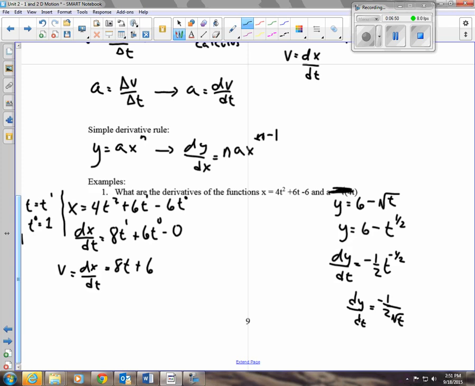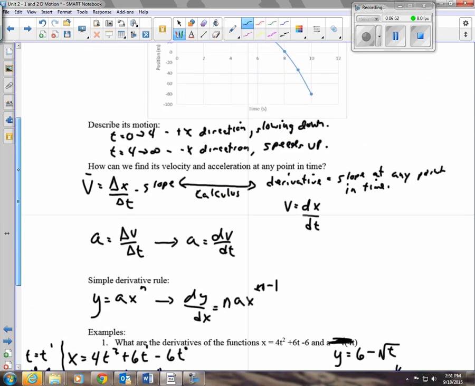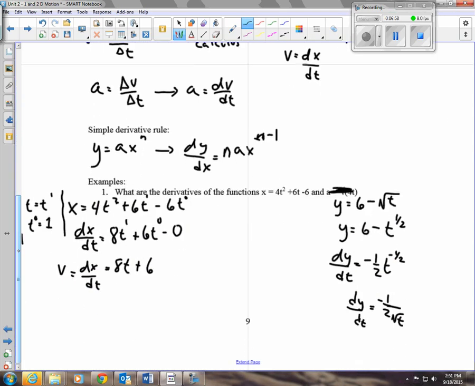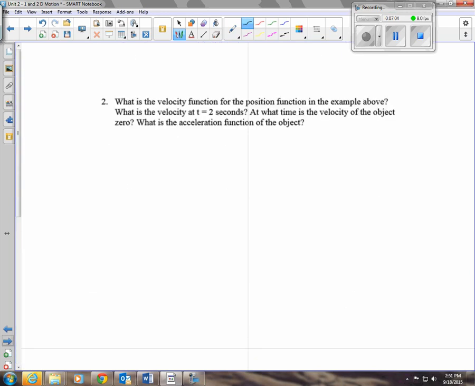Now, applying it to the specific function back here, which was 40 plus 8t minus 0.2t cubed. So the function was x equals 40 plus 8t minus 0.2t cubed. If I take the derivative of that, I have a constant here. When I take the derivative, that goes away. I don't have to worry about it.